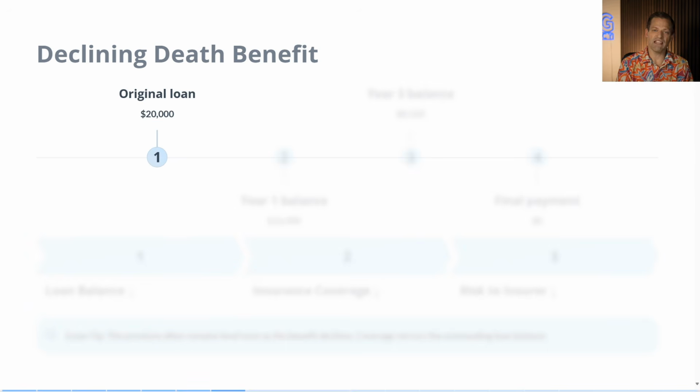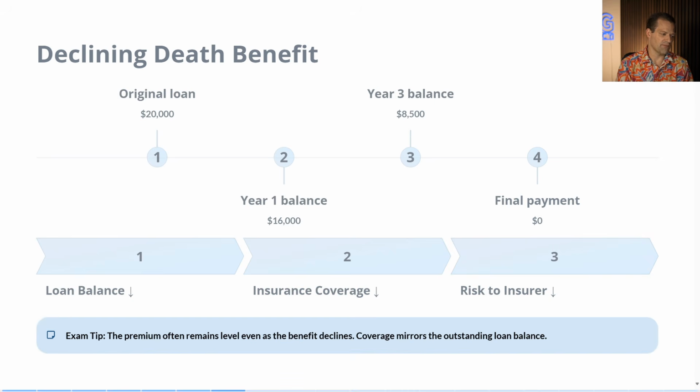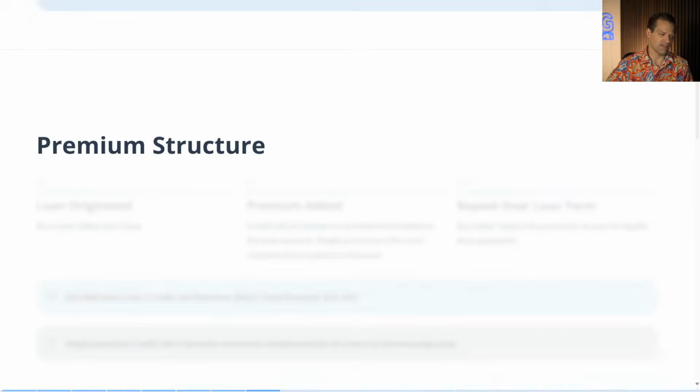There's a declining death benefit in many circumstances. As the policy is paid down, the death benefit goes down too, because the risk is going down. So for the exam tip here, the premium often remains level as the benefit declines. Coverage mirrors the outstanding loan balance. So the coverage goes down, mirroring the loan. The premium stays the same.